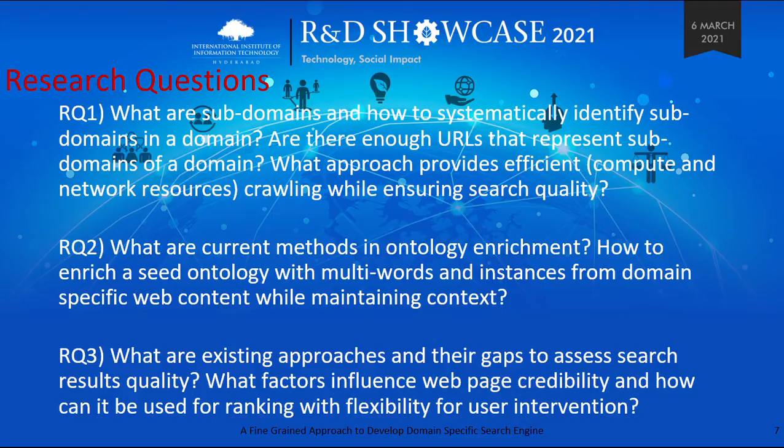What approach provides efficient crawling while ensuring search quality? What are current methods in ontology enrichment and how to enrich a seed ontology with multi-words and instances from a domain-specific content while maintaining context? What are existing approaches and their gaps to assess search results quality? What factors influence web page credibility and how can it be used for ranking with flexibility for user intervention?